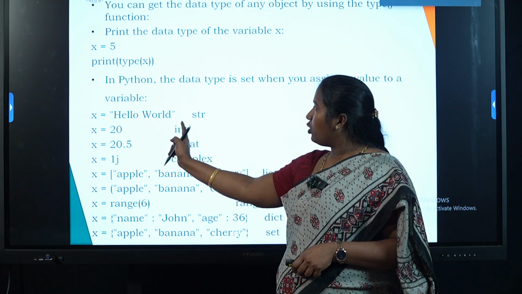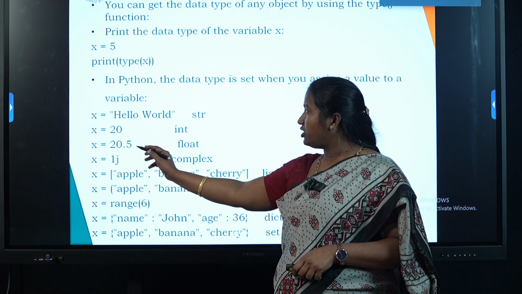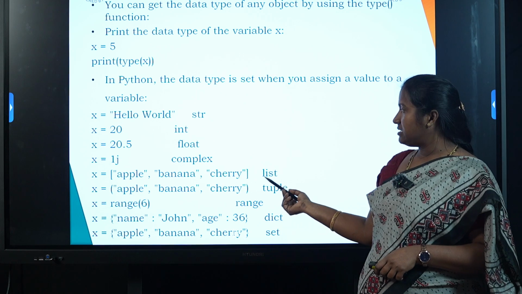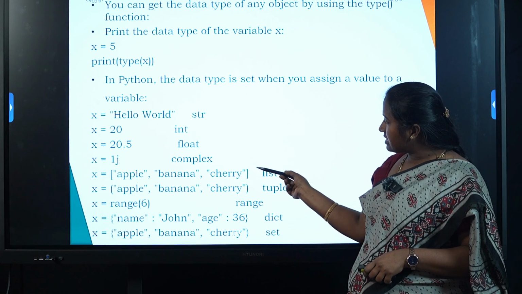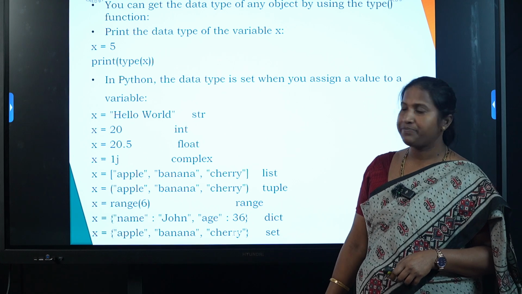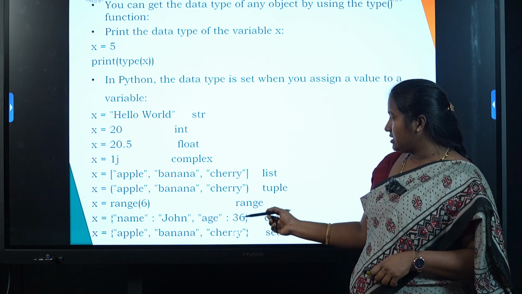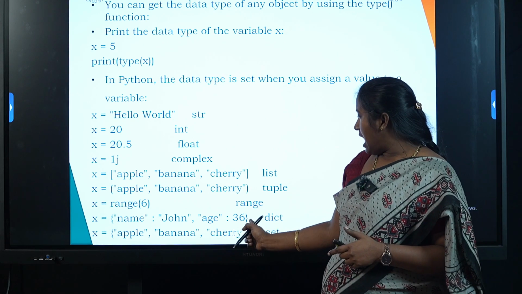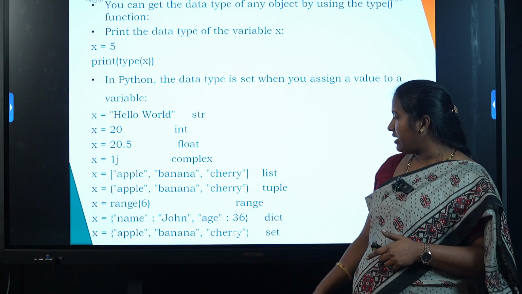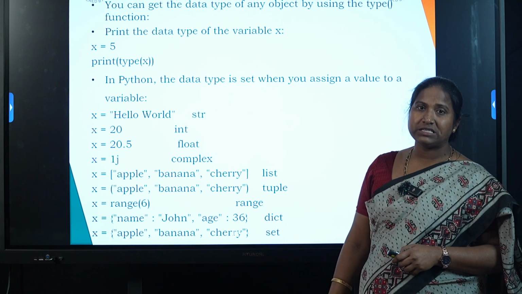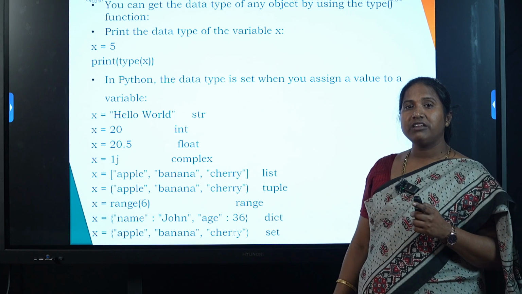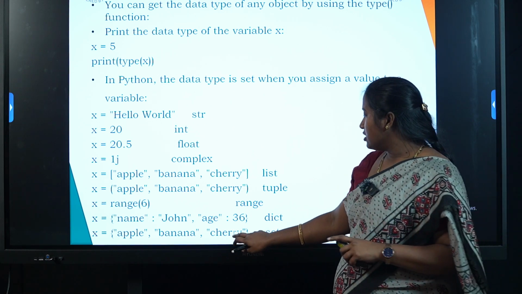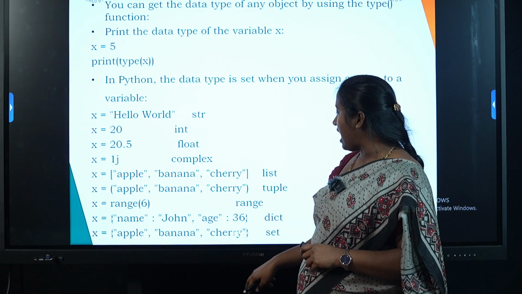So, x is equal to hello world, which is string. 20 is integer, 20.5 is float. 1j is a complex number. Apple, banana, cherry is a list. The way I am writing this data in square brackets is a list. And a tuple is when I am using parentheses. Range of 6 is a range, to take a range of values. And curly brackets will give you a dictionary and curly brackets will give you a set. So, as we discussed in the first slide itself, Python will have 4 types of data structure: list, tuple, dictionary, sets. So, these are the things which we have in Python.